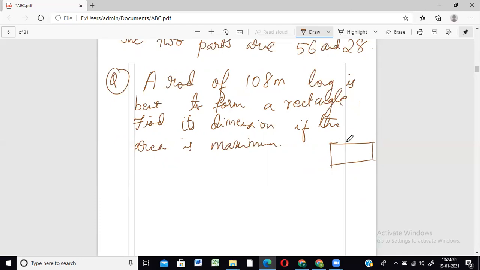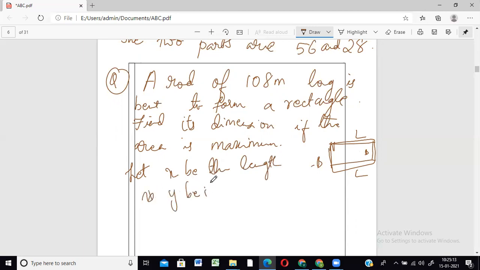Usko bend kiya hai to form this rectangle. Okay, rectangle. What are the things that you know about a rectangle? Let us not speak about the angles right now because we don't need it. We're talking about area, so we'll focus more on length and breadth. Opposite sides are equal when you talk about a rectangle. So let us call its length as x and its breadth as y. So let x be the length of the rectangle and y be its breadth.